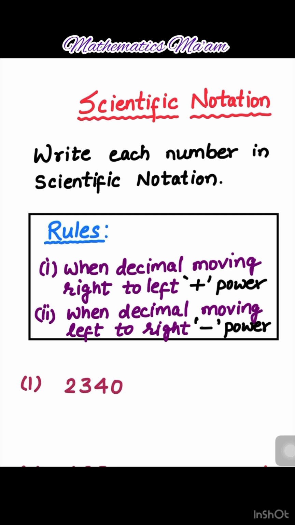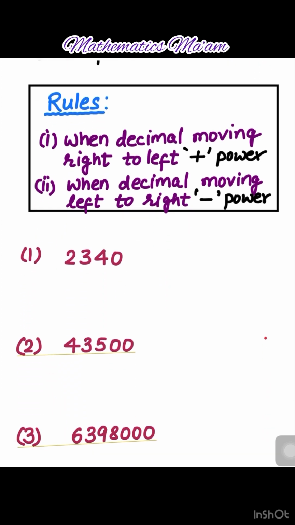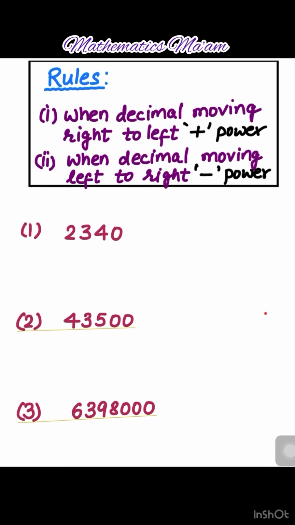When you have 2340 and you have to write it in scientific notation, the question is, what is scientific notation? Scientific notation means there should be a number from 1 to 9, any number it can be, and then the decimal. That's it. So 2340 is not written in scientific notation. You need to write it as 2.34 something.